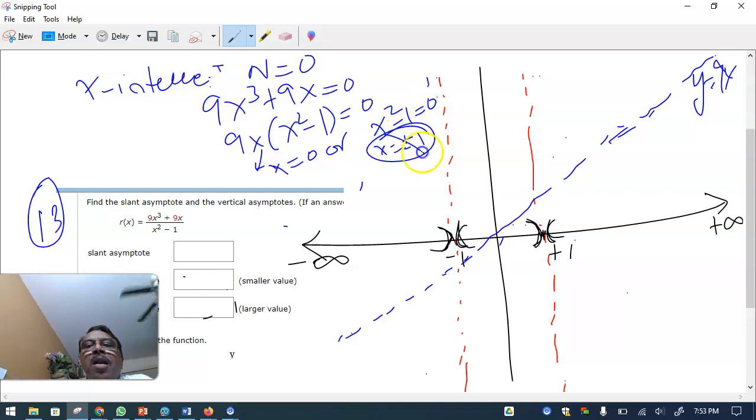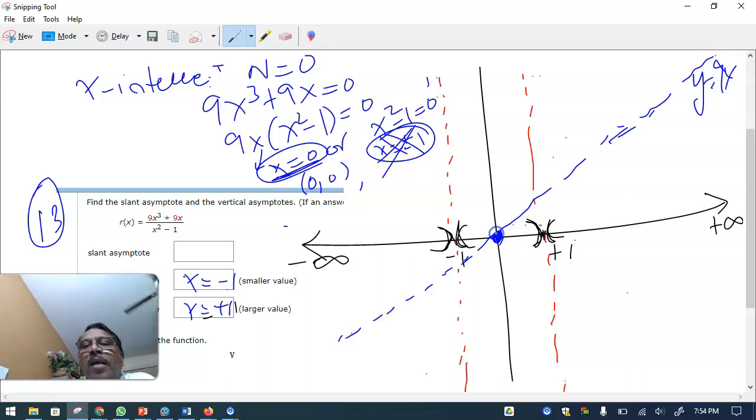Remember, you can't have x equal to plus 1. We have already seen that at x equal to -1 and x equal to +1 there is a vertical asymptote, so this is out of the question. So x equals 0, and the point (0, 0) is the x-intercept.